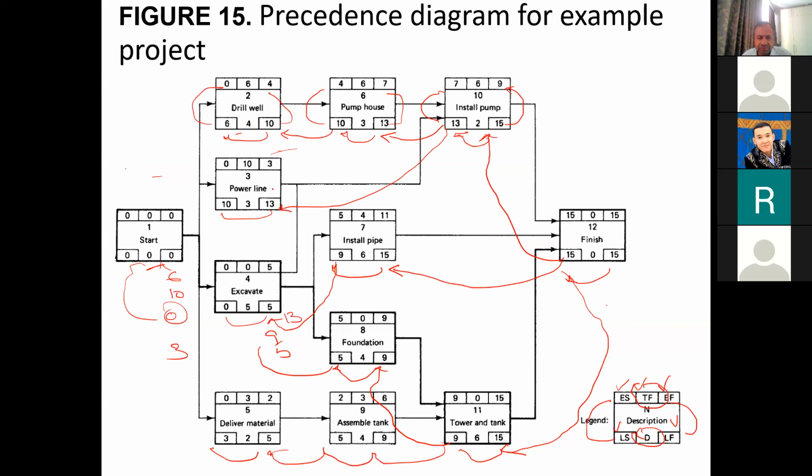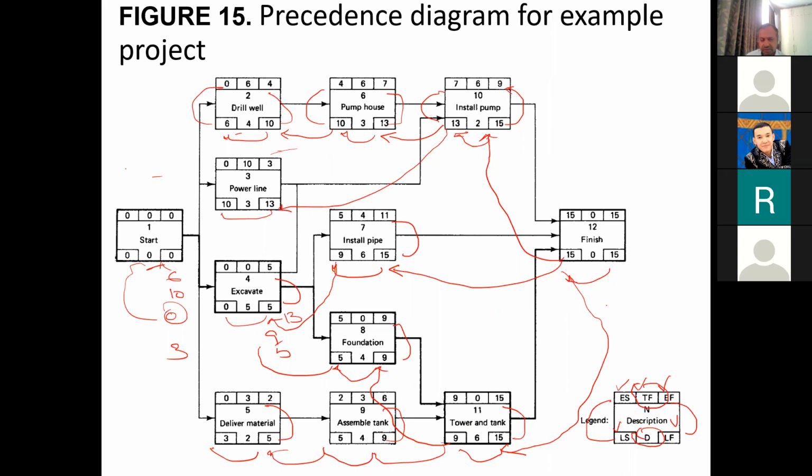13 minus 3 is 10. 15 minus 11 is 4. 9 minus 9 is 0. 5 minus 5 is 0. From here 15 minus 15 is 0. 9 minus 6 is 3. 5 minus 2 is 3. So the total float will be calculated in this way. So is it clear, the calculations?